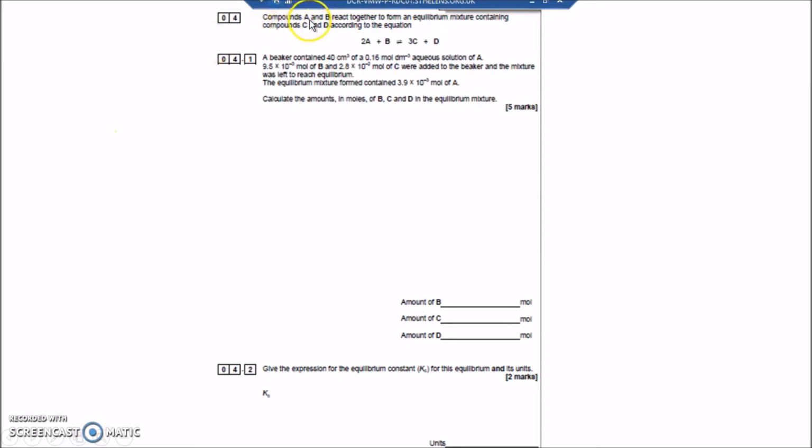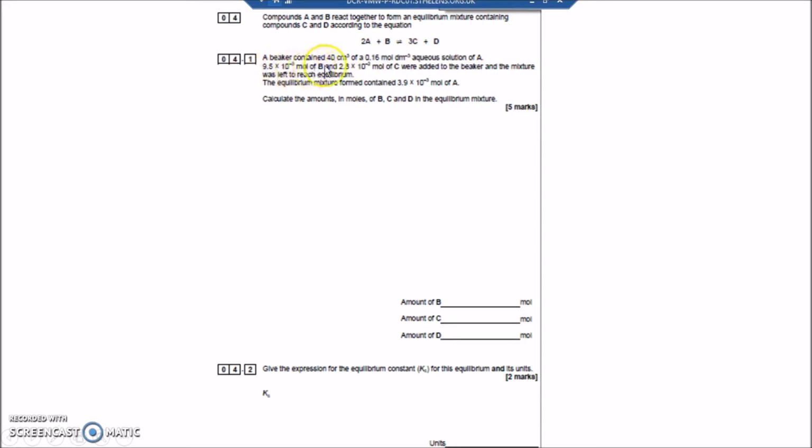Question 4. Compounds A and B react together to form an equilibrium mixture containing compounds C and D according to the equation. A beaker contains 40 cm cubed of 0.16 mole per dm cubed aqueous solution of A. So first of all, I can convert that centimetre cubed into decimetre cubed by dividing by 1000, and I've got a concentration, and concentration is moles divided by volume. I can work out the number of moles of A. That's the first thing I'm thinking.